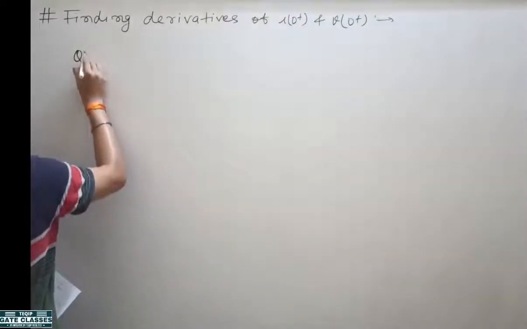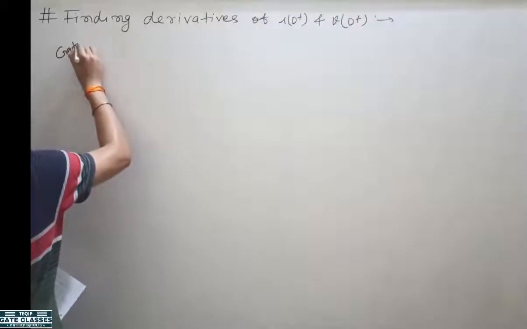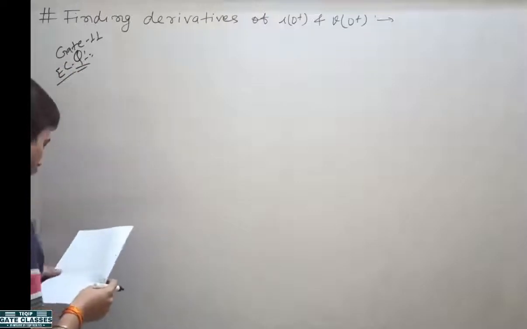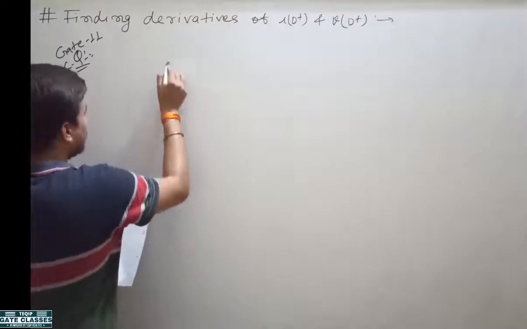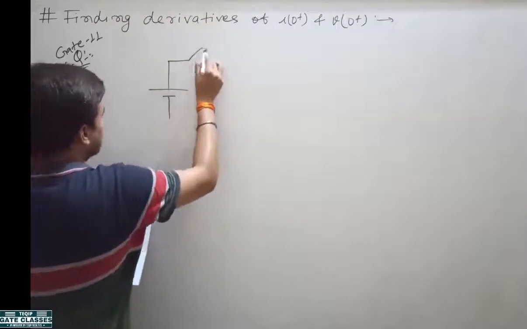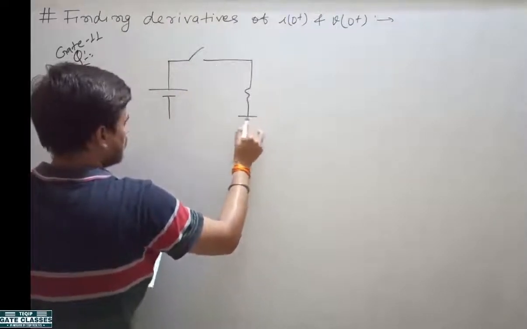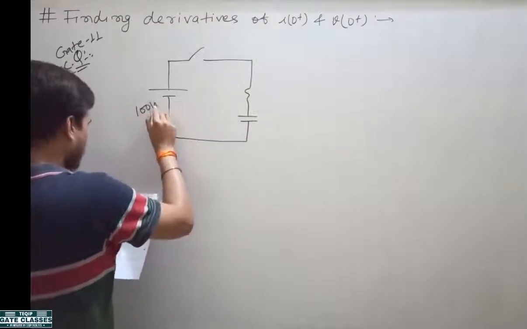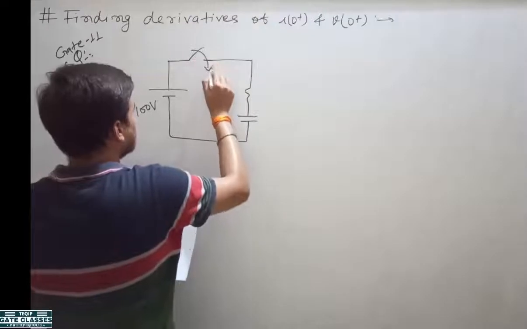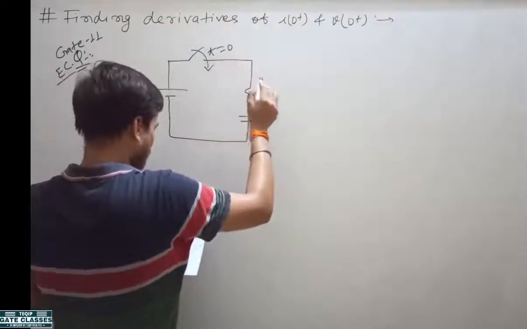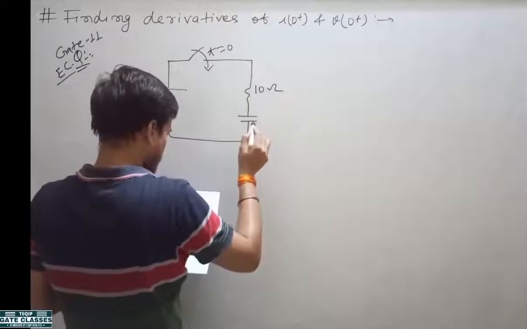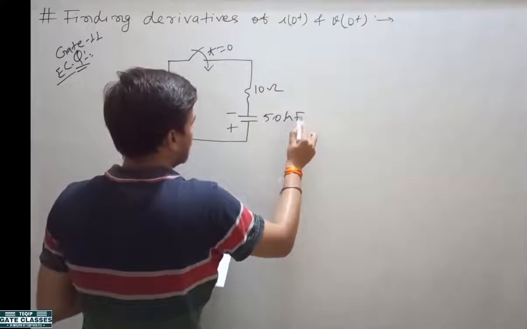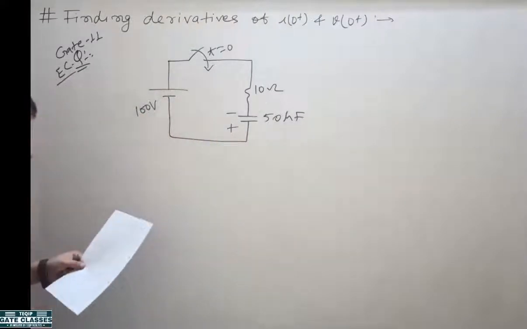See the question asked in GATE 2011 Electronics and Communication Engineering. It is given that you have a voltage source of 100 volt. The switch is closed at t equal to 0. The resistor is 10 ohm, and the capacitor is 50 microfarad.